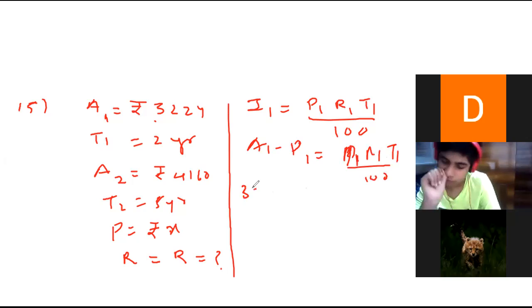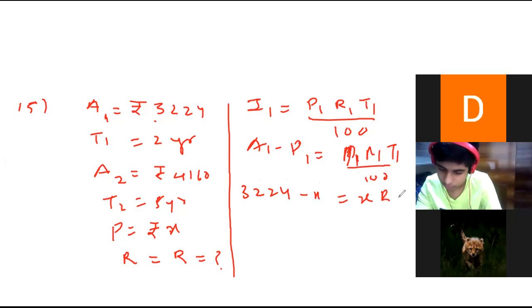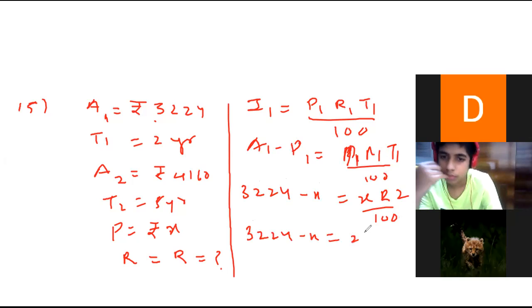That means 3224 minus X is X into R into T, T is 2, upon 100. Nothing else you can do; maximum this is what you can do. That means 2RX upon 100. Let this be my equation.